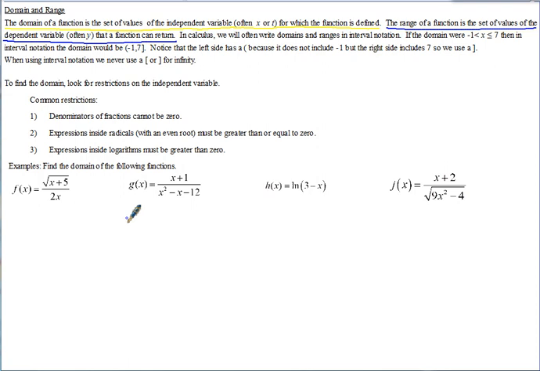And as it says on your notes, in calculus, we'll often write domains and ranges in interval notation. So this is inequality notation right here. So if the domain were between -1 and 7, not including -1 and including 7, the way you'd write that in interval notation would be like this. -1 with a parenthesis because we're not including, 7 with a bracket because we are including.